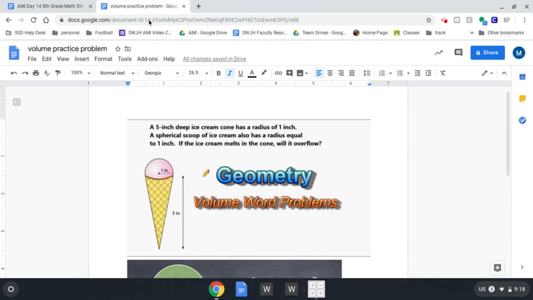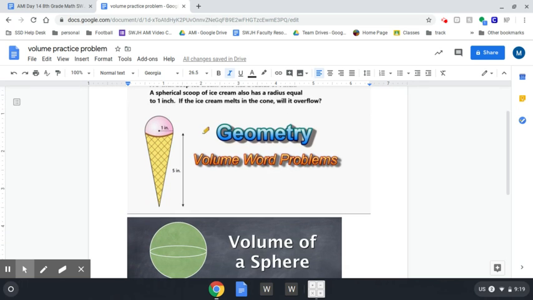So I found this practice problem to show you how to compare volumes. In this case, we've got a 5-inch deep ice cream cone that has a radius of 1 inch, and then we've got one scoop of ice cream that also has a radius of 1 inch. And so we're going to see if the ice cream were to melt, will it overflow? In other words, which one has the greater volume?